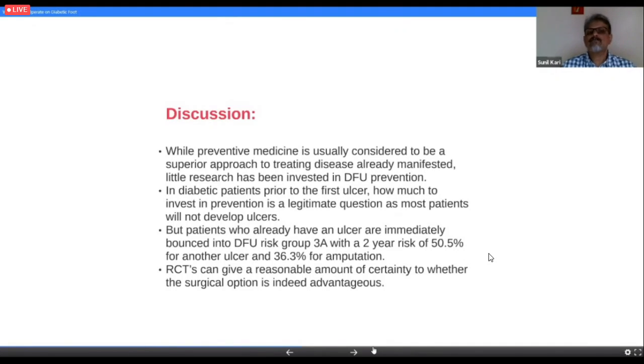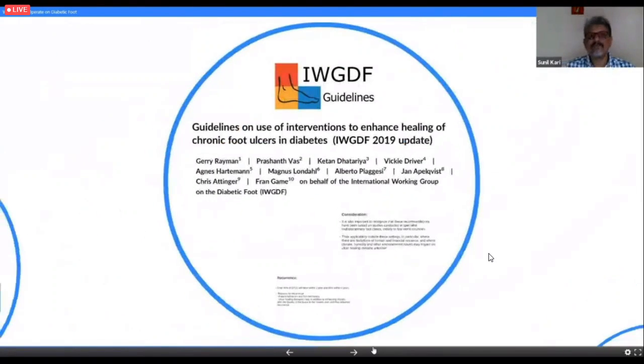By the time they develop, they are grouped into high risk, and within 2 years, 50% of them end up with another ulcer, and 36% of them end up with amputation. So we need good RCTs to decide on surgical offloading techniques.